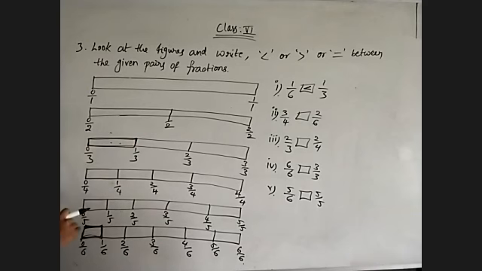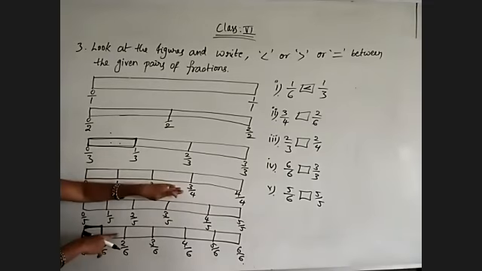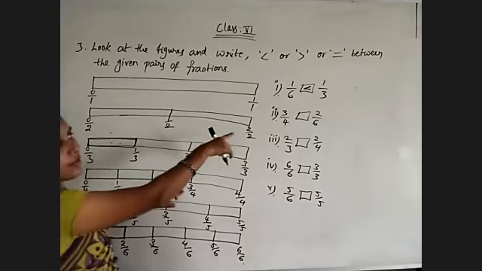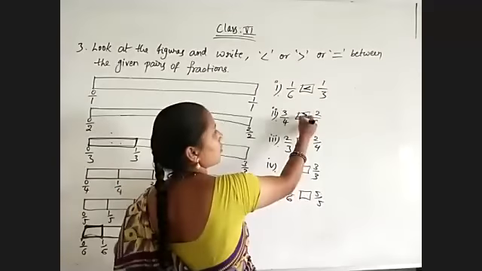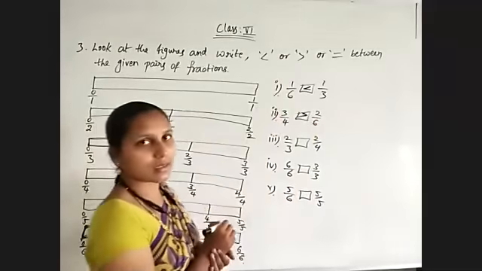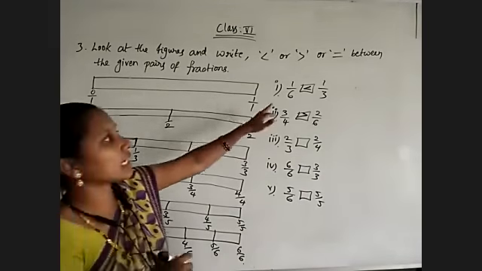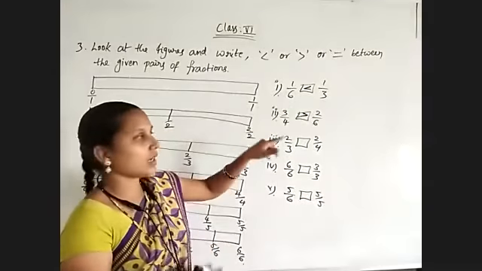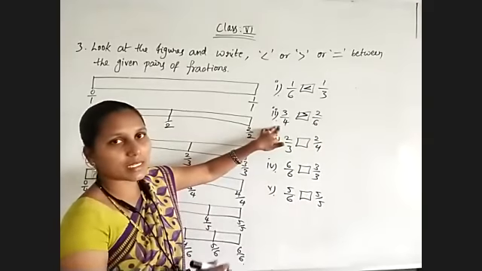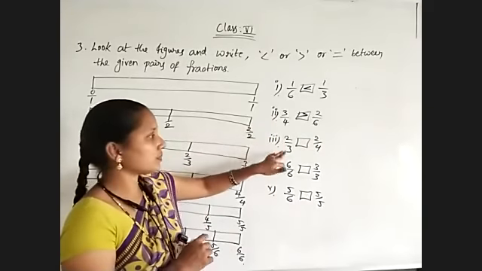Next, coming to 3 by 4 and 2 by 6. Where is 3 by 4? Here. 2 by 6? Here. 2 by 6 is smaller than 3 by 4. 3 by 4 is greater. So 3 by 4 is greater than 2 by 6. 3 by 4 is more than 2 by 6. That's why we got the greater than symbol. If the left side has the lesser value, we write the less than symbol. If the left side has the greater number, we must use the greater than symbol.